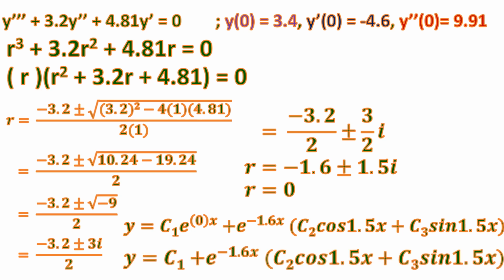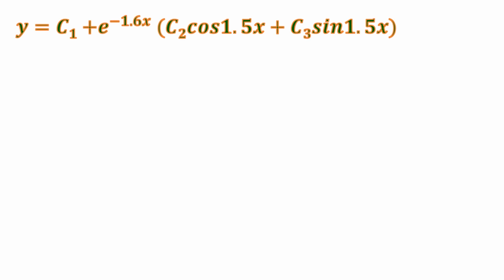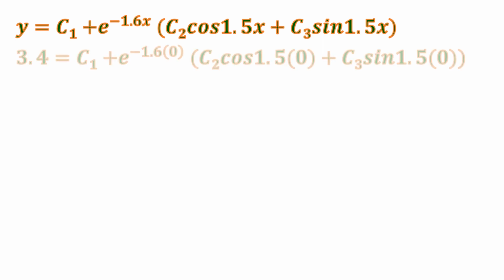So let's remove the e raised to the 0x because it's raised to the 0, so it's the same as 1. So we're left with c sub 1. So this is the general solution, and our aim is to find c sub 1, c sub 2, and c sub 3. So let's copy the general solution, and then we're going to use the given values to find the values of c sub 1, c sub 2, and c sub 3.